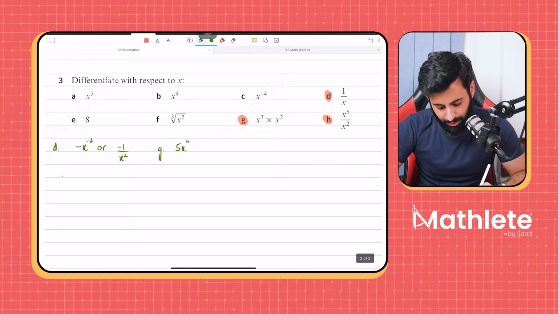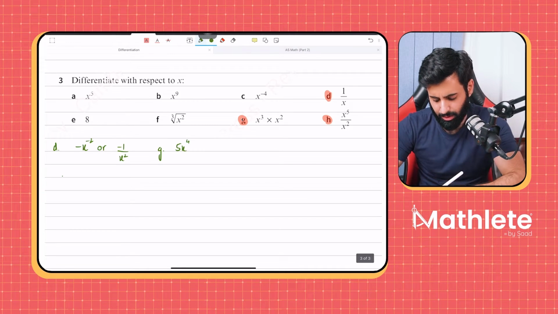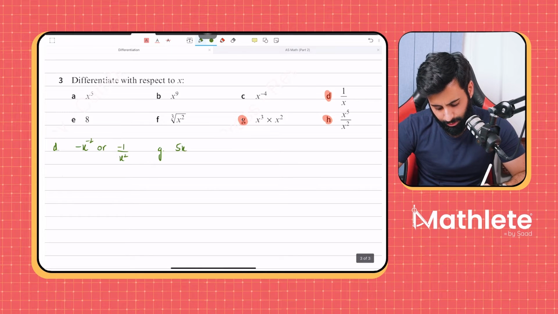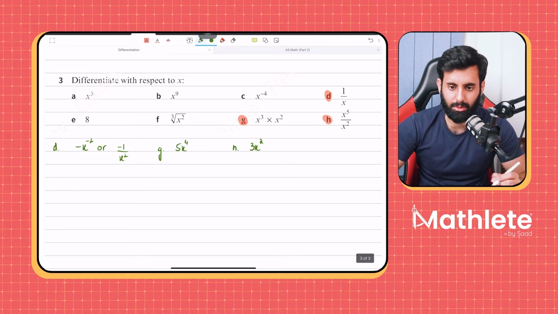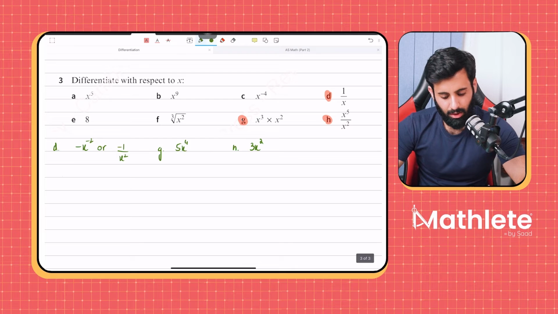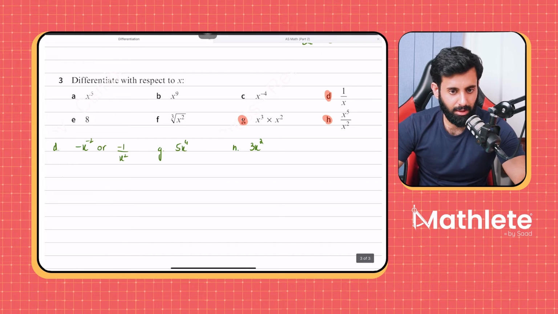Answer to part G will be 5x to the power of, no, wait a minute, sorry, not 4. Yeah, 4. Yeah, 5x to the power 4. And then answer to part H is going to be 3x squared. Yeah, good job. Okay, let's do some slightly more complex questions now.